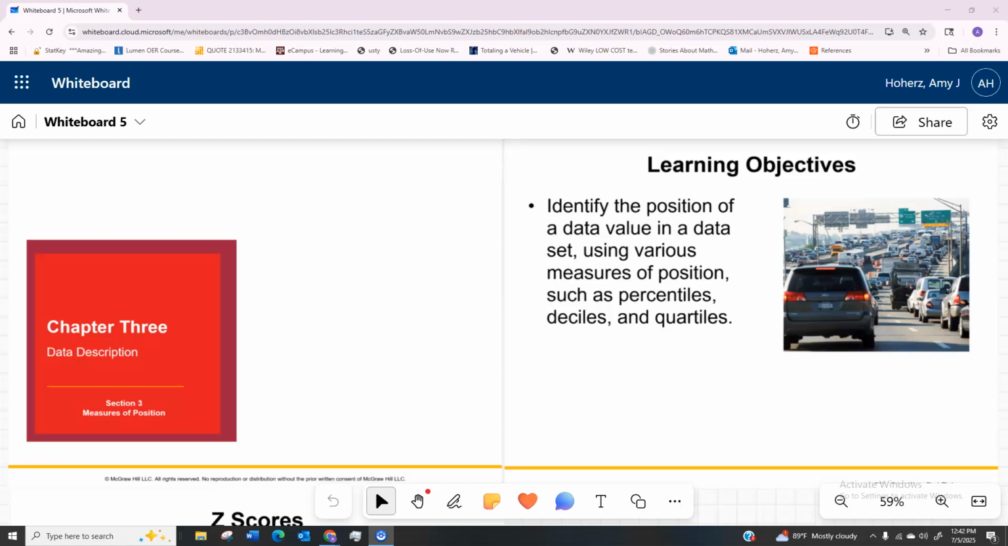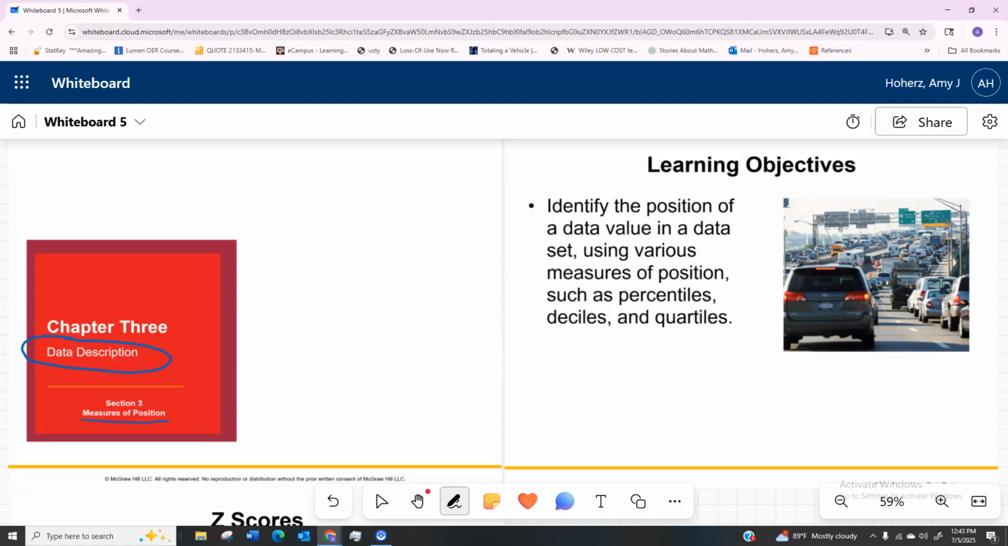Hello everyone. Today we are going to look at section 3.3 and section 3.4. So starting with section 3.3, we're going to be talking about data description still. We're still on chapter 3, so we're still talking about data description. And section 3 is on measures of position.